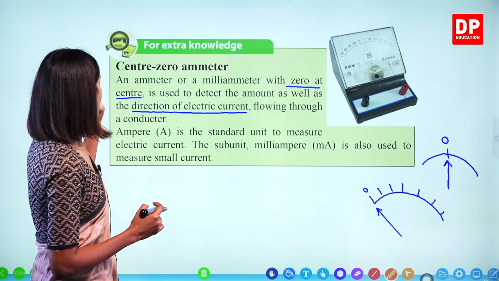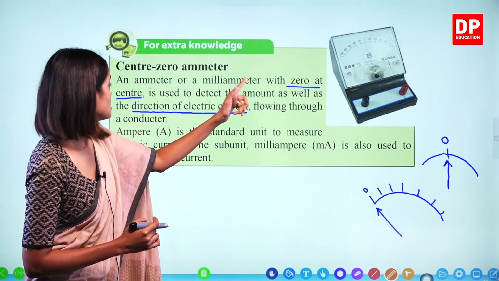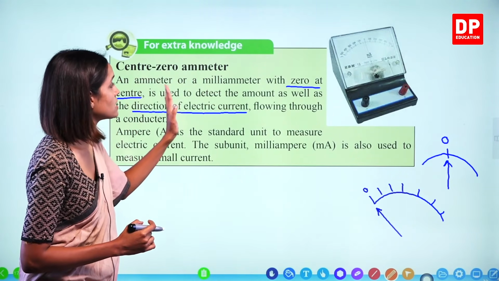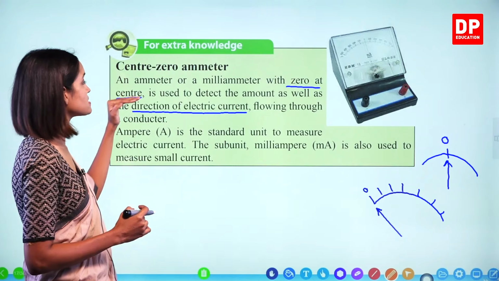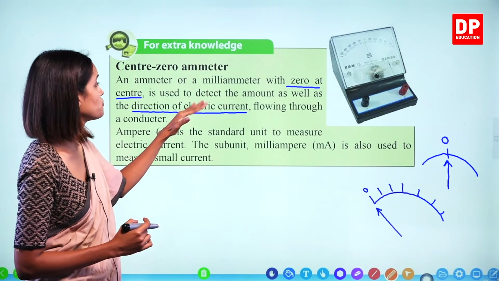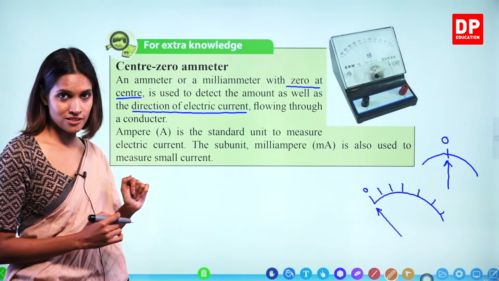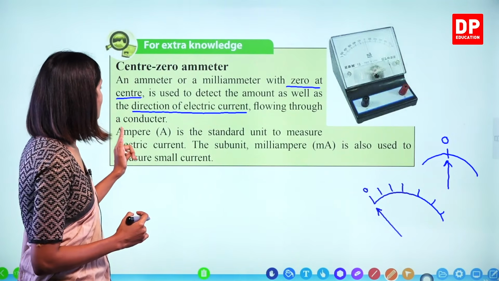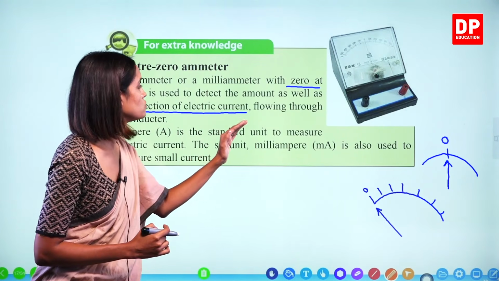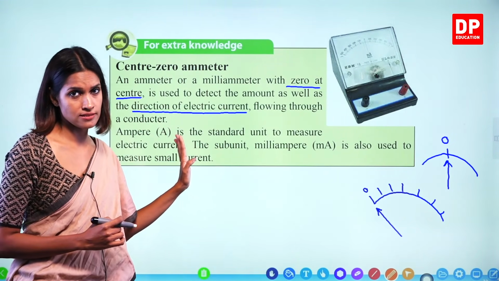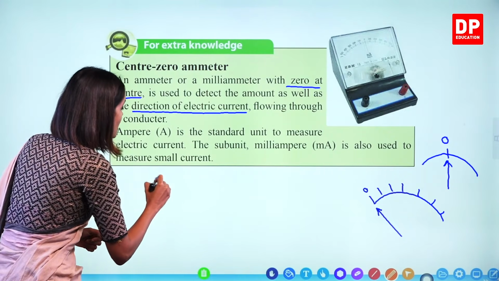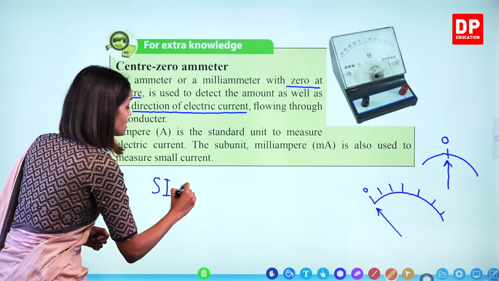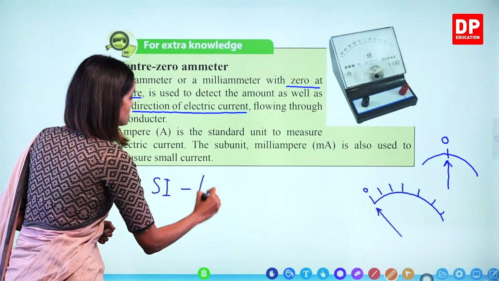So, an ammeter or a milliammeter with 0 at the center is used to detect the amount as well as the direction of electric current flowing through the conductor. Okay, an ampere is the standard unit to measure electric current. SI unit or standard international unit of measuring current is ampere.